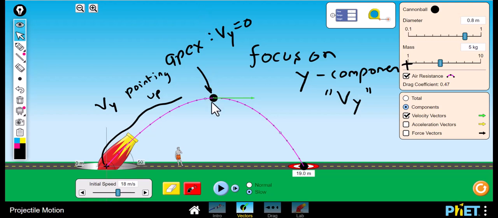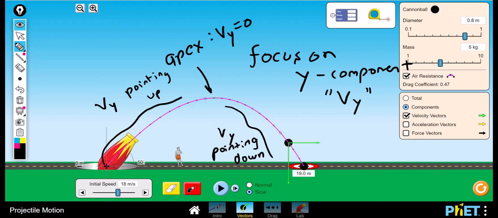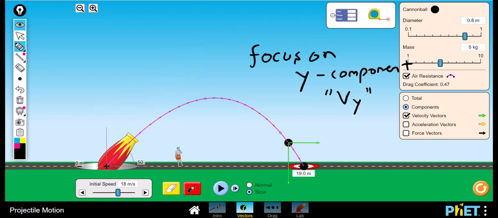What do we expect for the vertical component of velocity on the way down? Let's go ahead and step this. It changes direction, and it's getting bigger. And if the velocity is increasing, that means it's accelerating. And again, we're looking only at the y-axis. So on the way back down, Vy was pointing down. We can use fancier words for this, right?